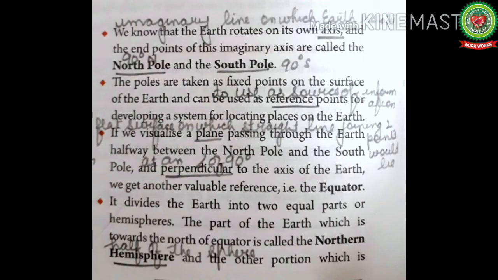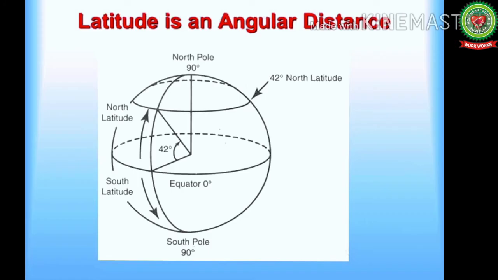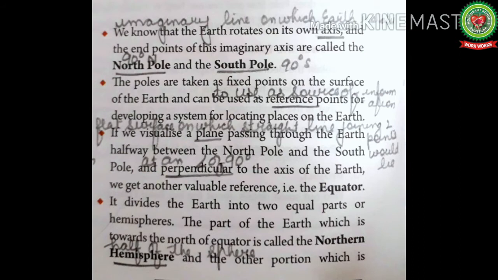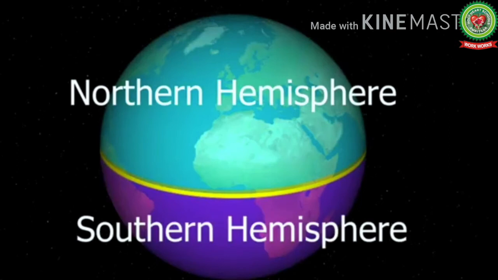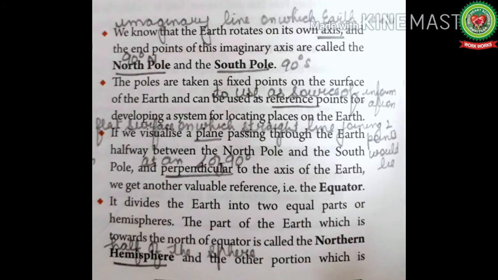The equator is taken as a starting line and thus marked as 0° latitude. The angular distance of a place from the equator helps us to know its location. It also divides the Earth into two equal halves, that is northern hemisphere and southern hemisphere. So let's read. It divides the Earth into two equal parts or hemispheres. Hemisphere means half of the sphere.